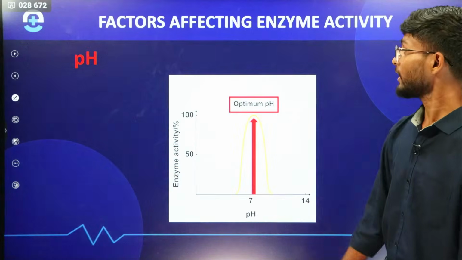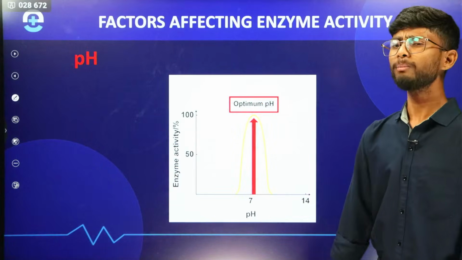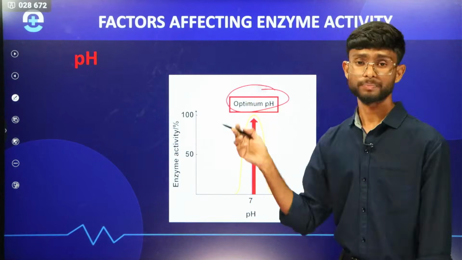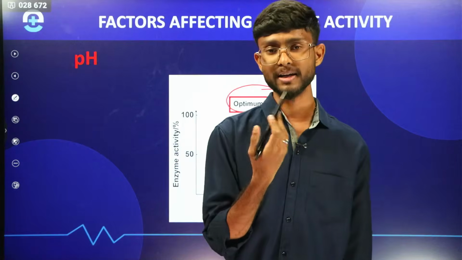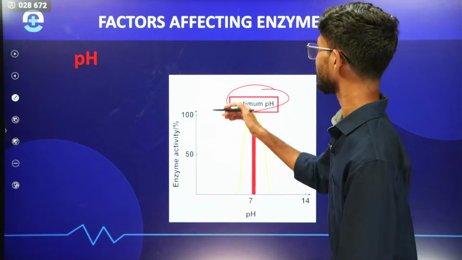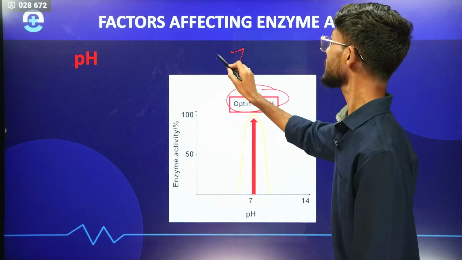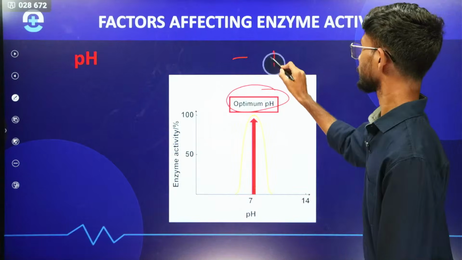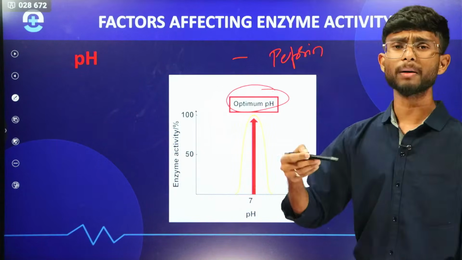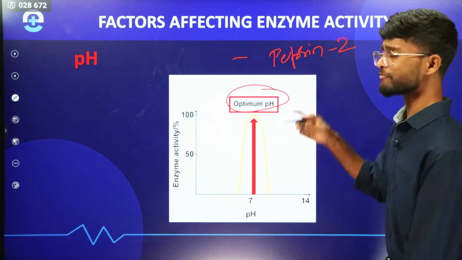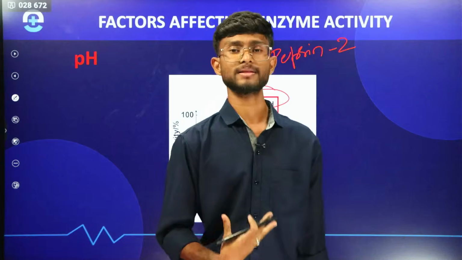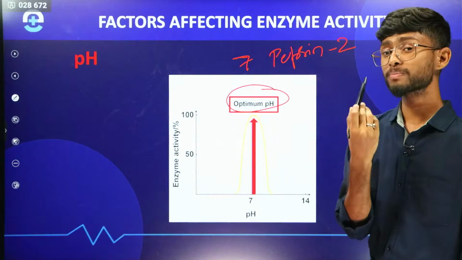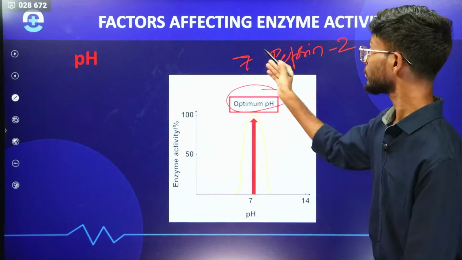And next will be optimum pH. What do you mean by optimum pH? For example, salivary amylase: the pH of salivary amylase is 7. And next, pepsin: the pH of pepsin is about 2. It is produced in the stomach, which is why it is highly acidic. The salivary amylase present in the mouth is neutral. So this is about pH.